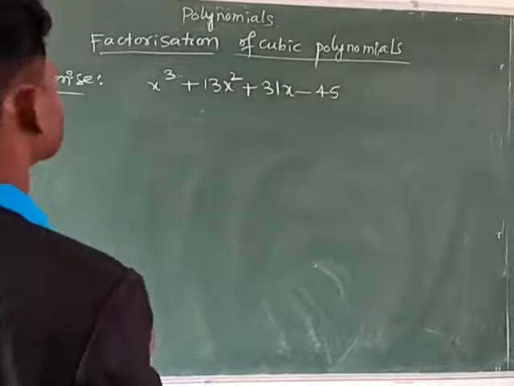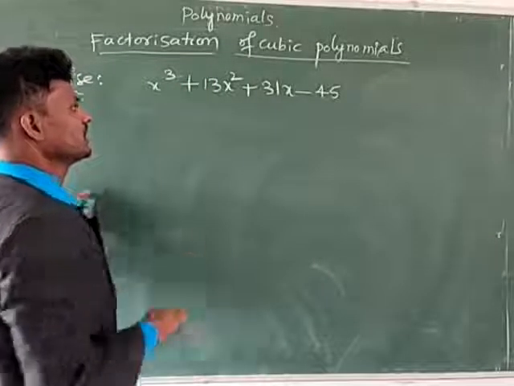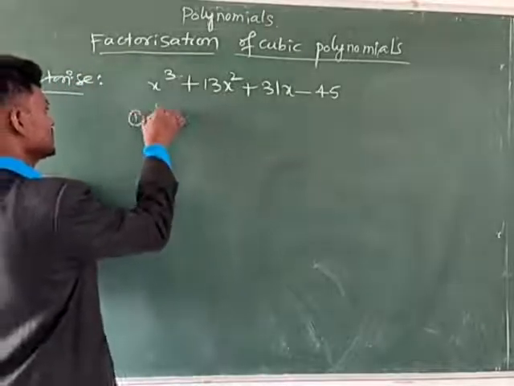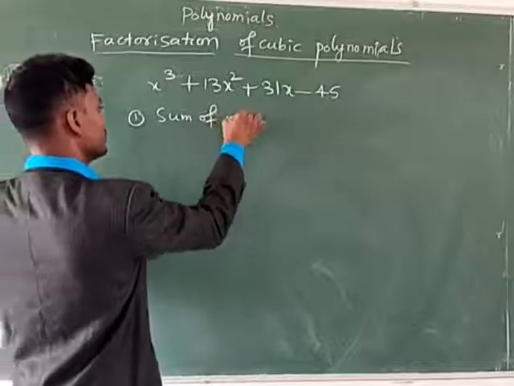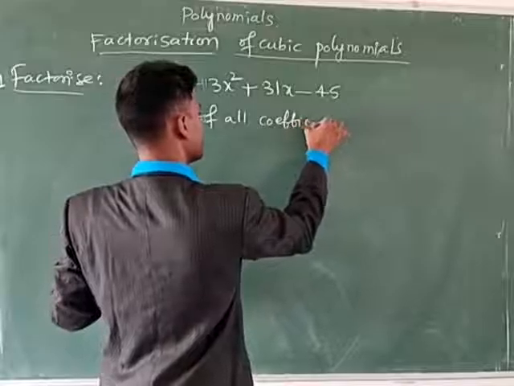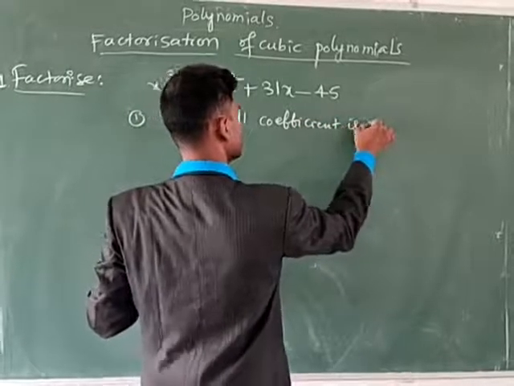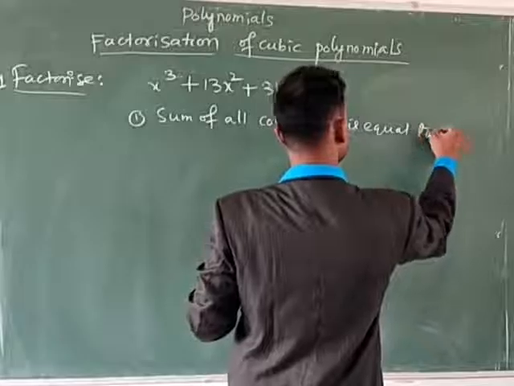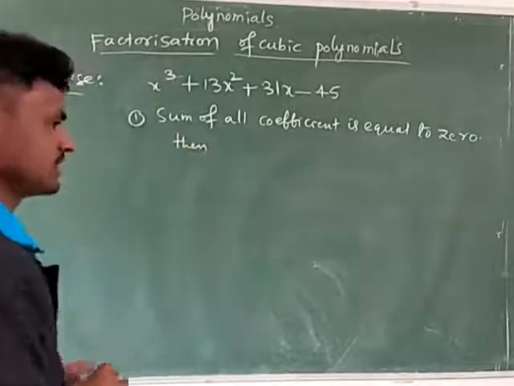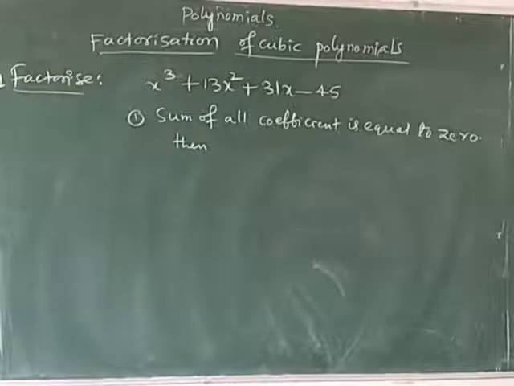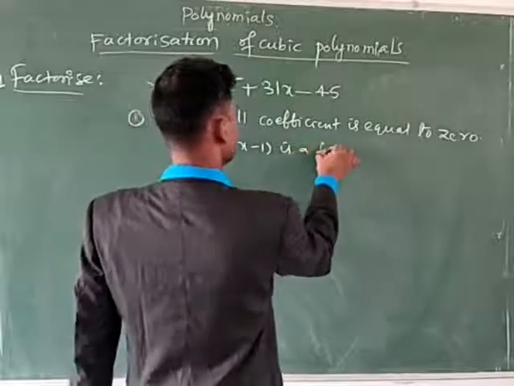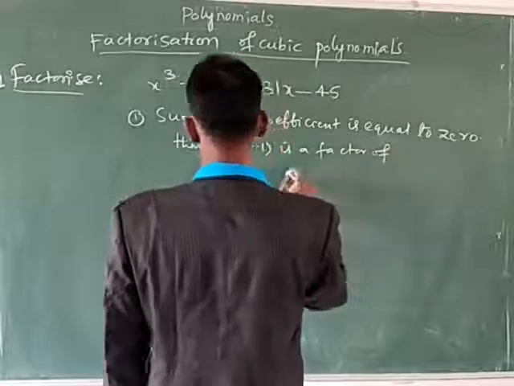Same problem I will explain by using the division algorithm, how it is. Here one property is there. Which property means? Here first one is: sum of all coefficients is equal to 0. Then x minus 1 is a factor of the given polynomial p of x.